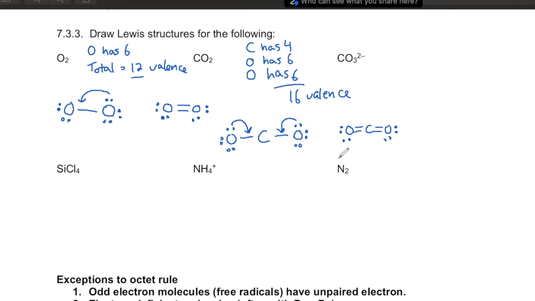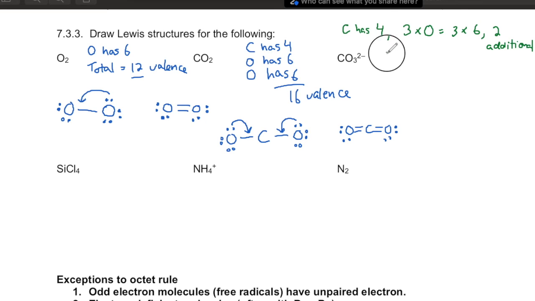And we end up with this kind of structure for carbon dioxide. Now the carbon has 2, 4, 6, 8, and each of the oxygens has 2, 4, 6, 8, and the total valence showing 2, 4, 6, 8, 10, 12, 14, 16. So we have the correct number of valence showing.